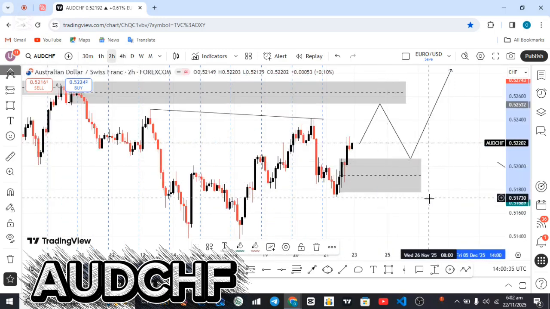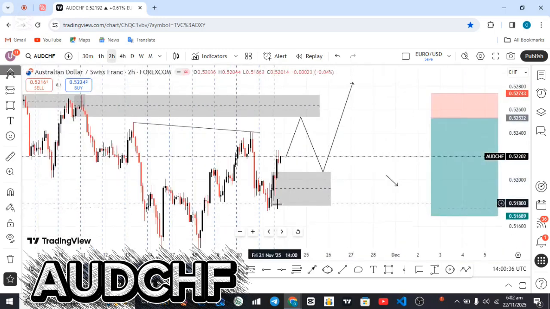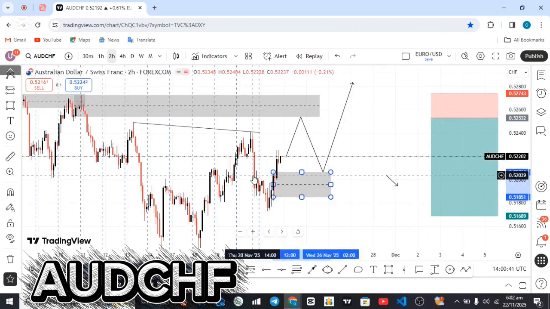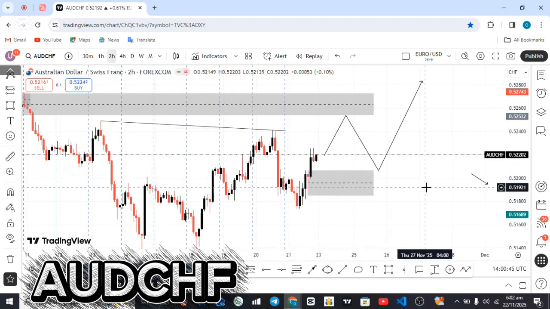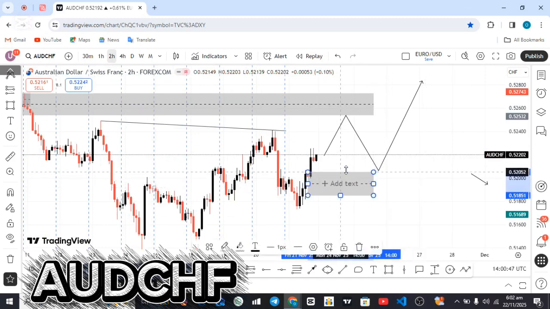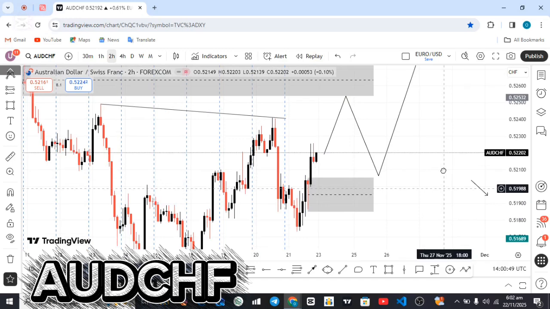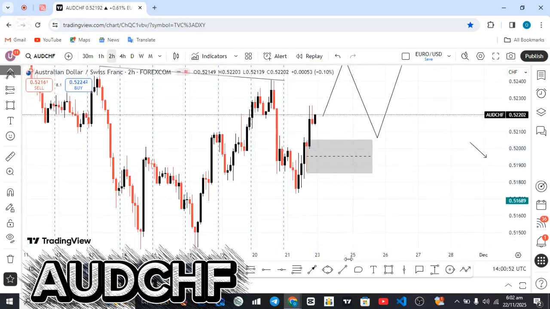Now on the 2-hour time frame, you can see that candle. You can see there's not even a need for me to mark this whole thing. I'll just have to mark this red one. You can see there's already an internal change of character here. There's already an internal change of character around this level.